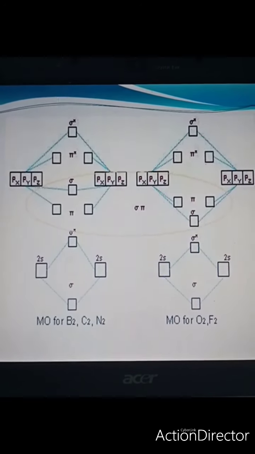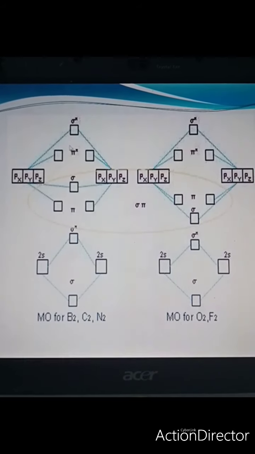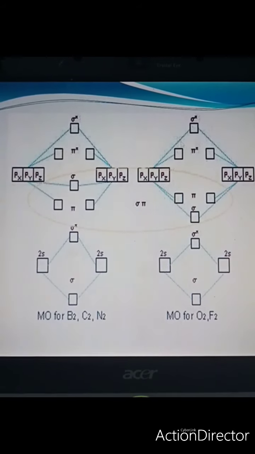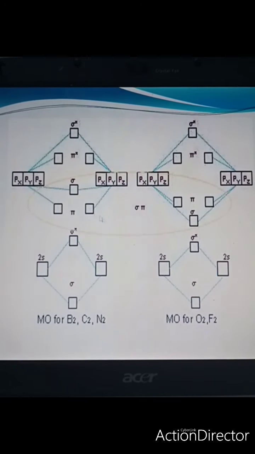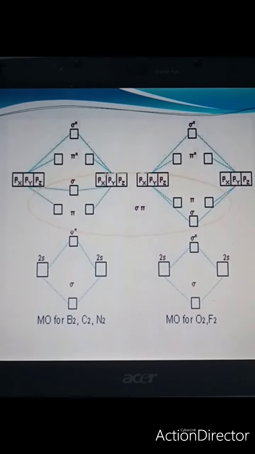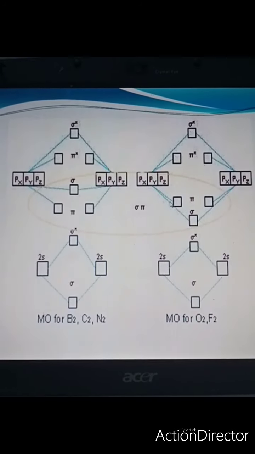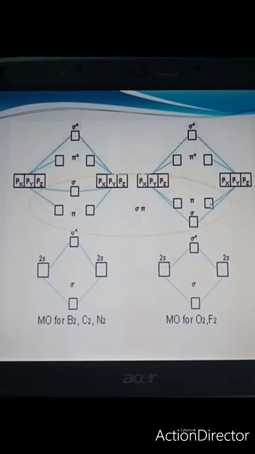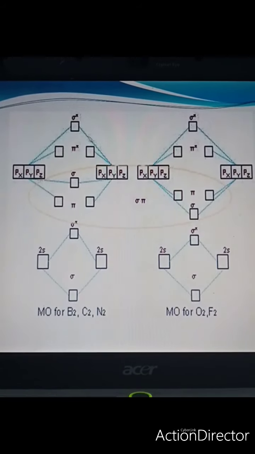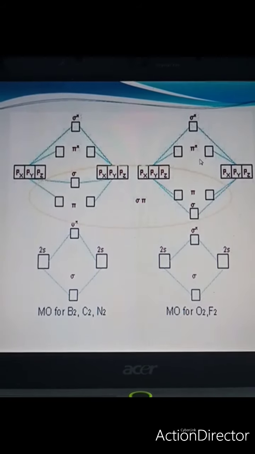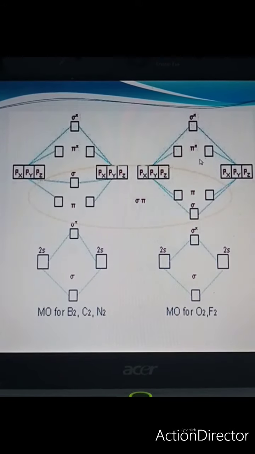As you can see in the diagram, this rule is up to 14 electrons, and this is after the 14 electron rule. So up to 14 electrons, first the pi bond will come and then the sigma bond. After 14, first the sigma bond will come and then the pi bond. So this is the difference in the filling of electrons up to 14 and after the 14 electron rule.